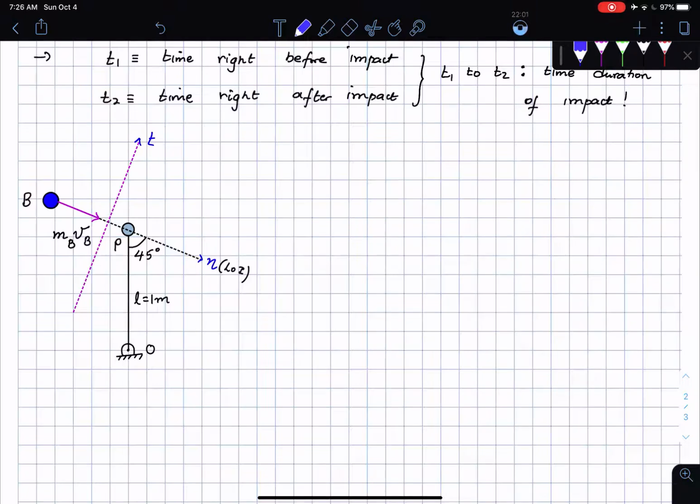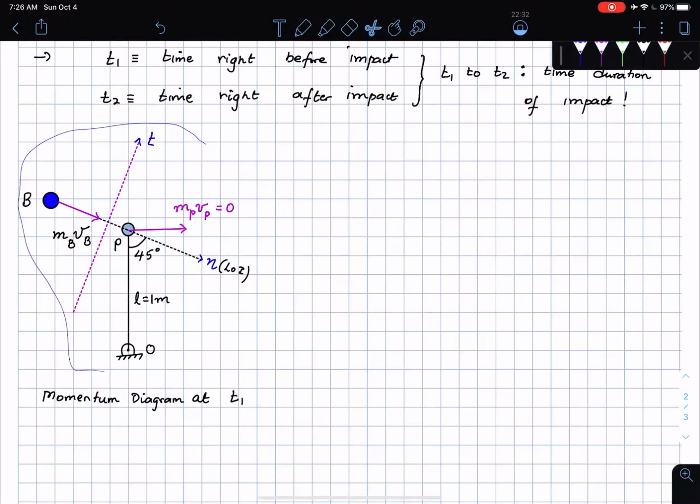Now the pendulum is at rest, which means that its initial velocity is going to be completely zero, so I can mark that out here. Its initial linear momentum is also obviously going to be zero. So mp vp is equal to 0. This is the momentum diagram at time t1. Then what is the momentum diagram at time t2?